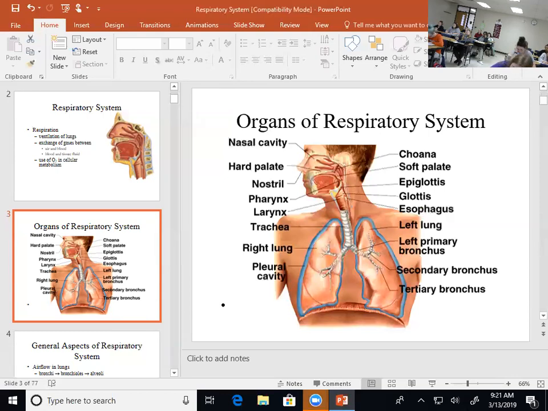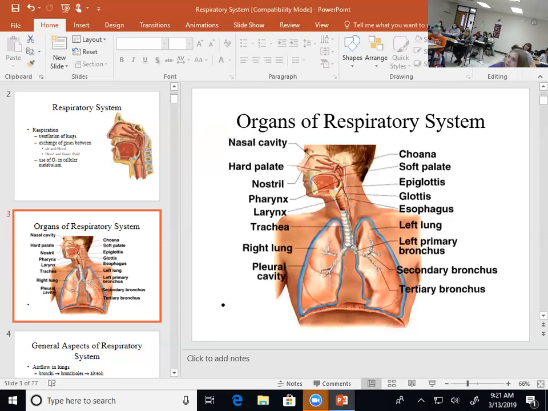And we see this structure, this hollow tube that looks like it's coming down and separating out here. This is the trachea, and you would certainly want to know the trachea. You want to know that where the trachea first breaks off to the right and left sides, this is called the primary bronchi. These are the primary bronchi.